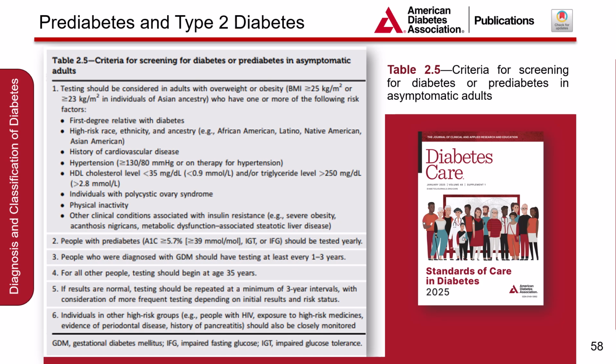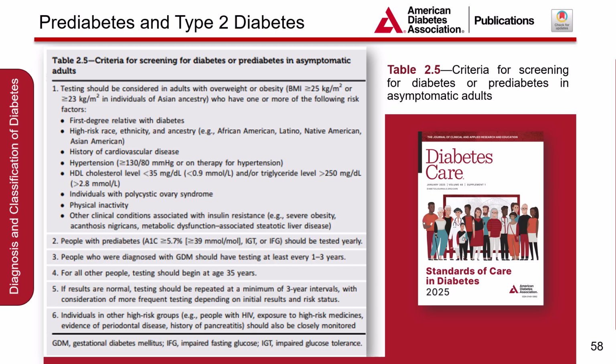History of cardiovascular disease. Hypertension, defined as a blood pressure at or above 130/80 millimeters of mercury or on therapy for hypertension. High-density lipoprotein cholesterol level less than 35 milligrams per deciliter, less than 0.9 millimoles per liter, and/or triglyceride level greater than 250 milligrams per deciliter, greater than 2.8 millimoles per liter. Individuals with polycystic ovary syndrome. Physical inactivity. Other clinical conditions associated with insulin resistance, such as severe obesity, acanthosis nigricans, metabolic dysfunction-associated steatotic liver disease.